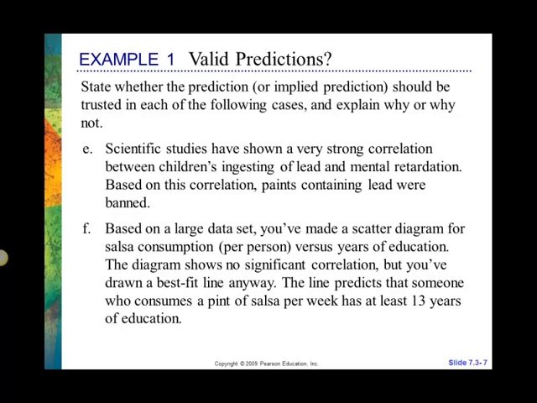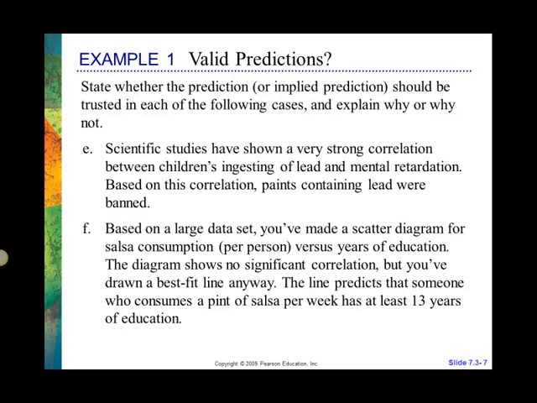Scientific studies have shown a very strong correlation between children's ingesting of lead and mental retardation. So paints containing lead were banned. Well, this makes sense. The studies were there, and we're looking at children, so the populations are the same. There was a strong correlation, so it makes sense to use this as a predictor.